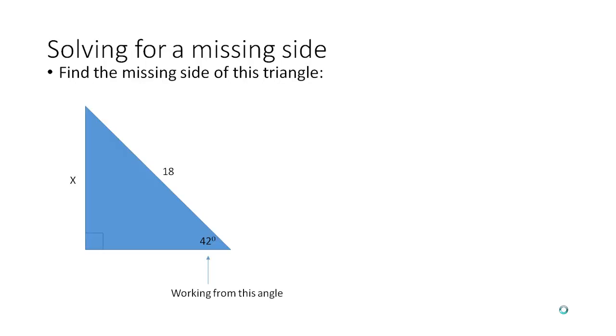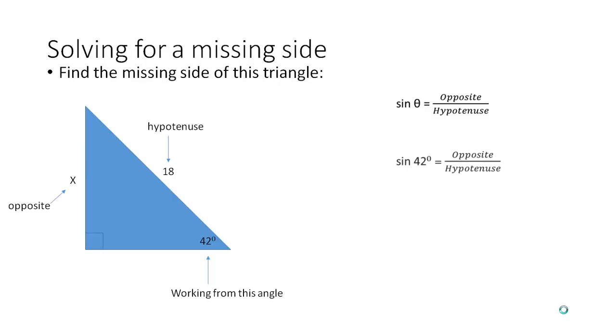In the following example, we are given a working angle of 42 degrees. The opposite side is unknown, and the hypotenuse is 18. Recall the sine ratio is opposite over hypotenuse. We can substitute the working angle into the expression, followed by the opposite and hypotenuse information. The x can now be solved for in this expression.